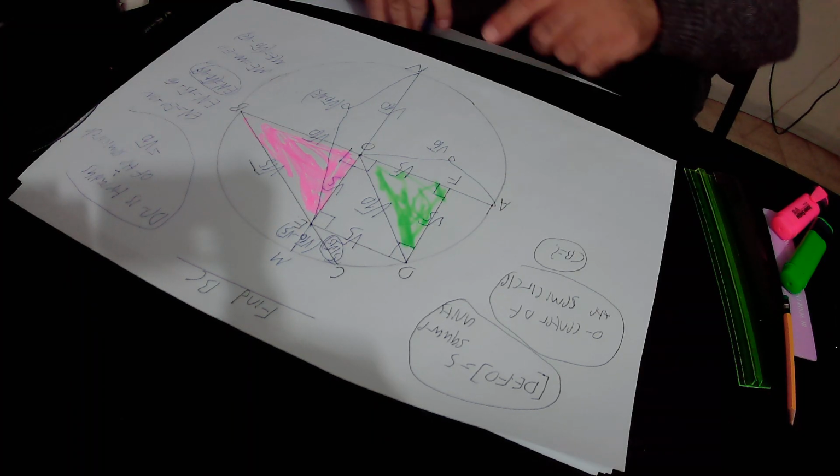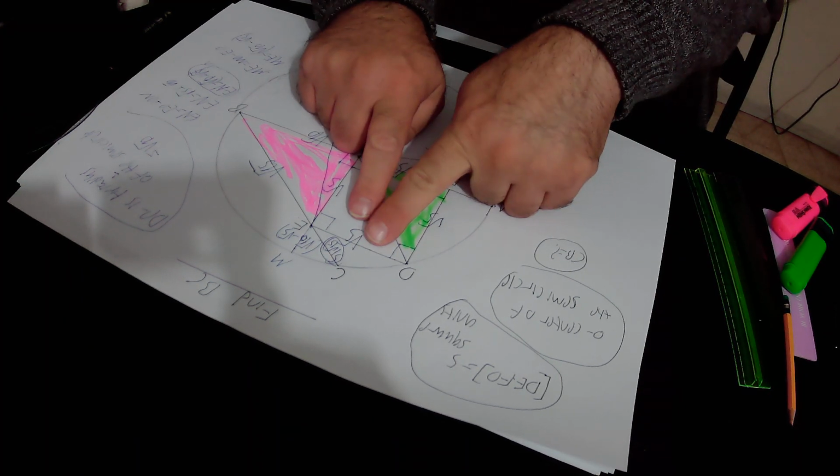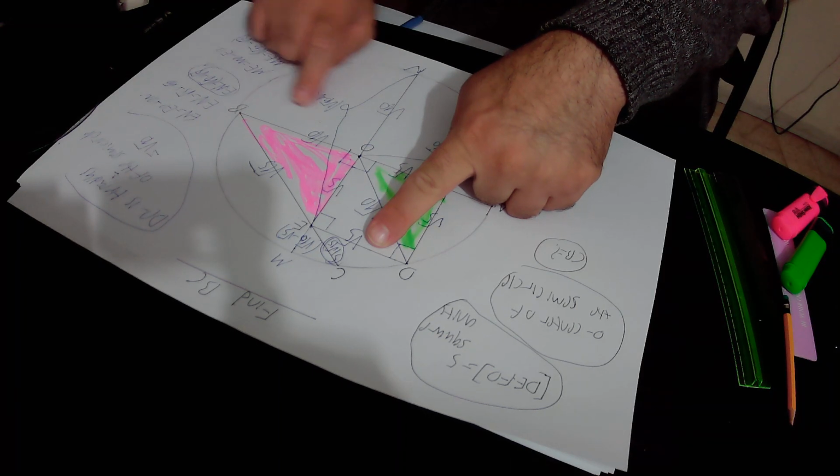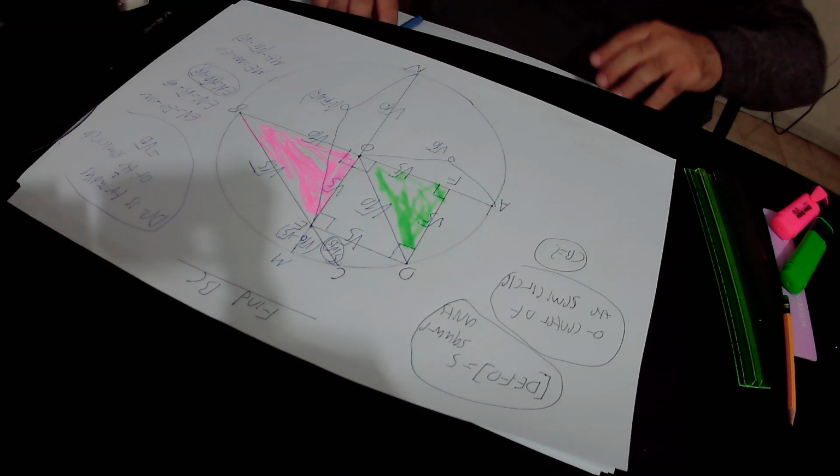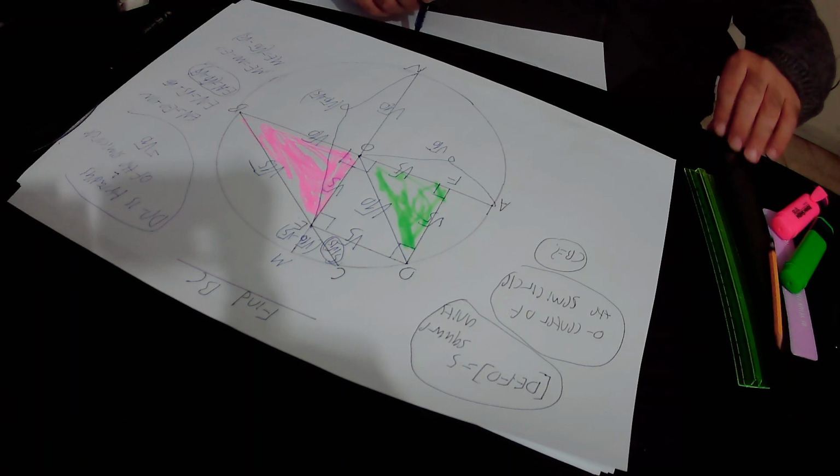And what is the value of the chord that we are looking for? The value of chord CB. It is very easy to see from the drawing that CB equals CE plus EB. I'll write it down.